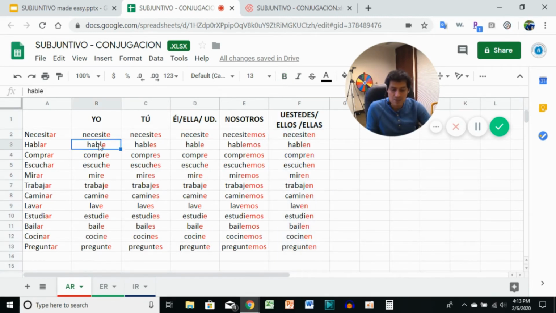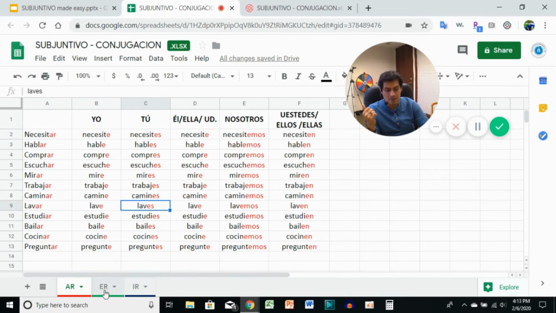Hablar goes like this. Yo hable, tú hables, él, ella hable, nosotros hablemos, ustedes hablen. Comprar, yo compre, tú compres, él, ella compre, nosotros compremos, ellos, ellas compren, and so forth. Most of the verbs that end in ar will be regular in the subjunctive form, so we don't need to worry too much. It's super easy, the conjugations of the verbs ending in ar.